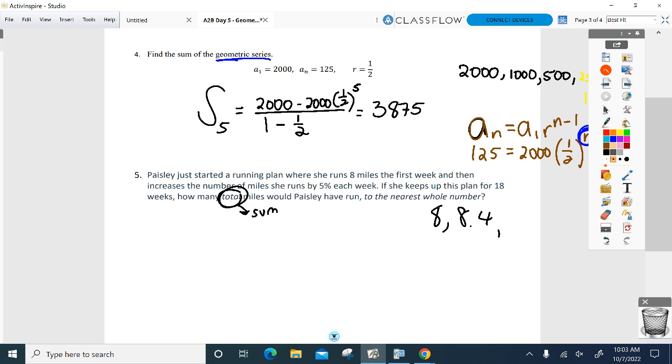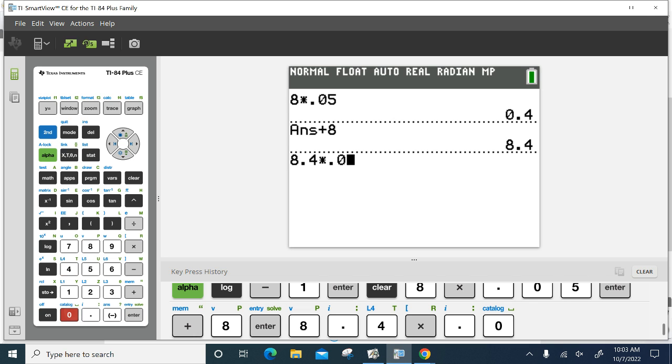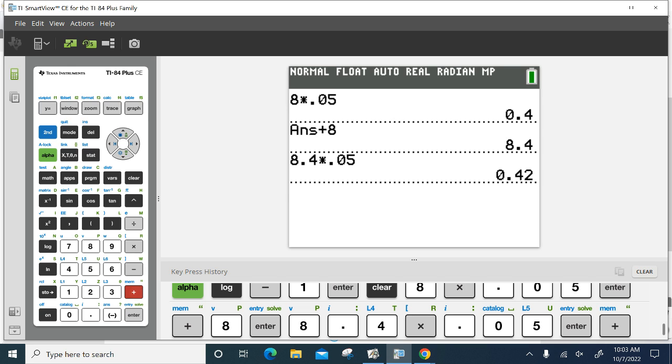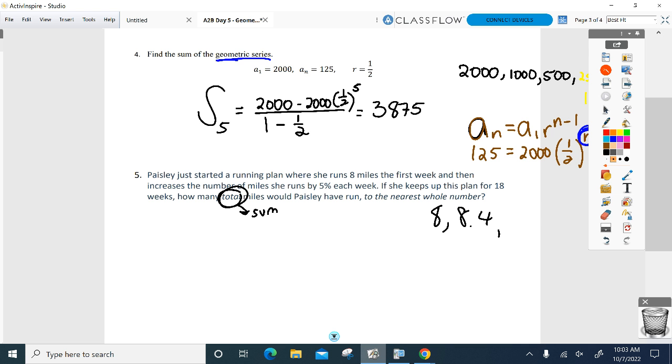How many miles did she run in week 3? What am I going to do with 8.4 now? Multiply by 0.05. That's how much she increased by. So add that to the 8.4. In week 3, she ran 8.82. And we can stop there.